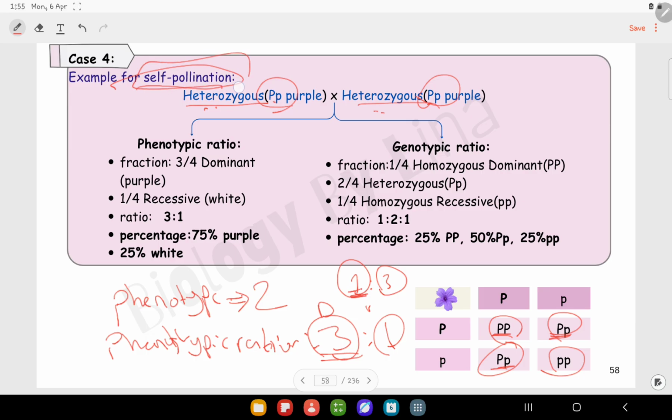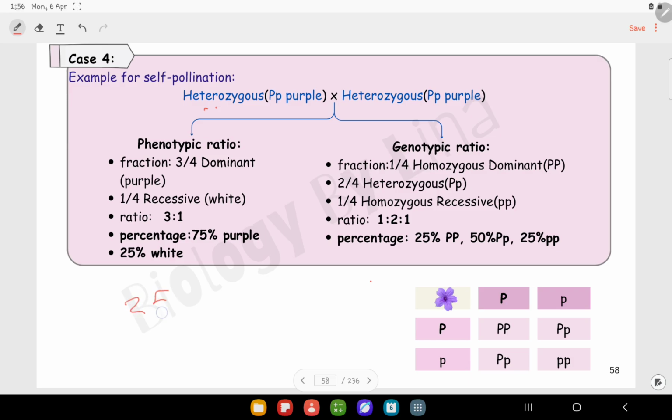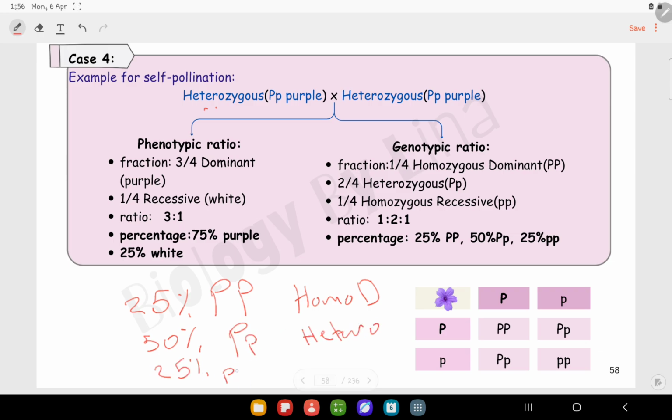It's also named self-pollination. When you cross something by itself, it's named self-pollination. Also, we can say that we get 25% homodominant, and 50% are capital P small p, so they are hetero. And 25% are homorecessive.